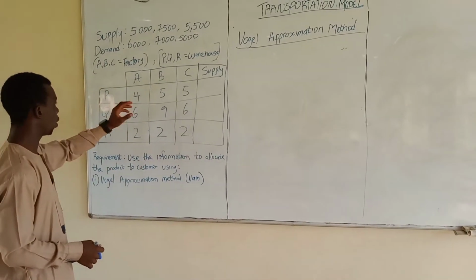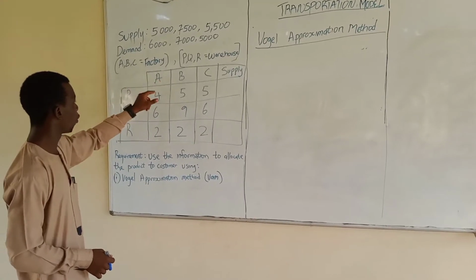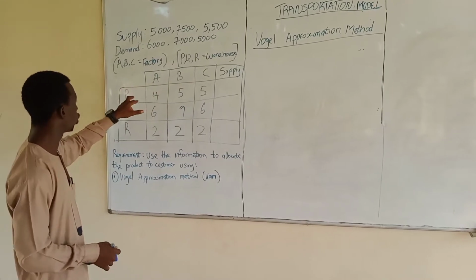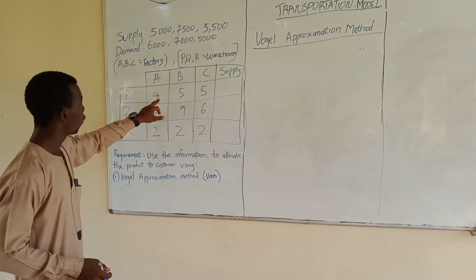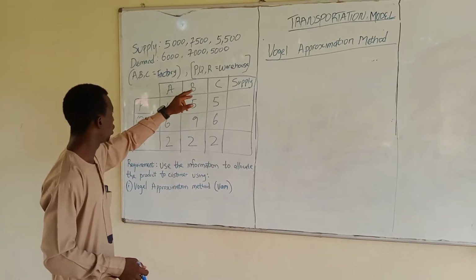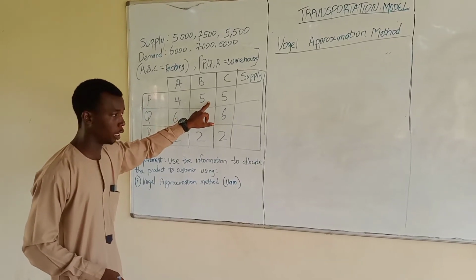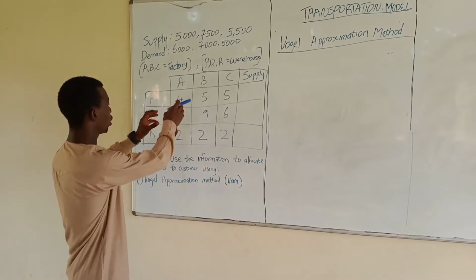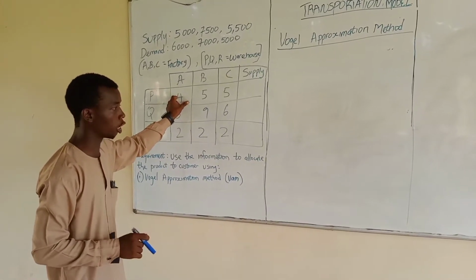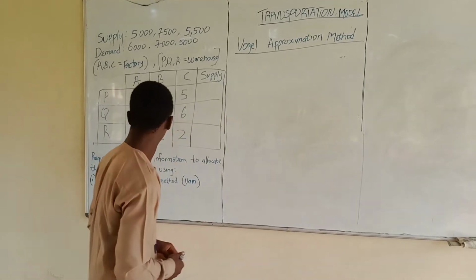Now for this first cell here, we have to transport from factory A to warehouse P, where we have 4 naira per unit. The same thing here, from factory B to warehouse P, we have 5 naira per unit. So this is referred to as the initial cost, the initial cost per unit of transporting goods. Now let's go into the solving properly.